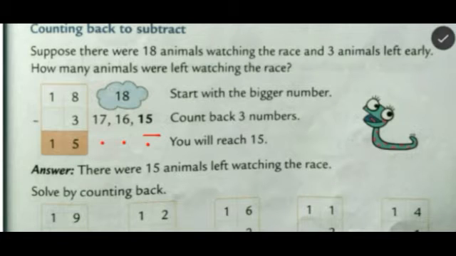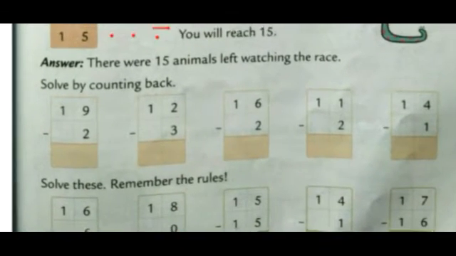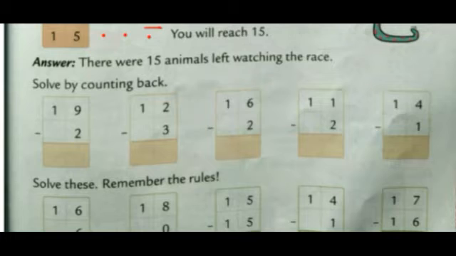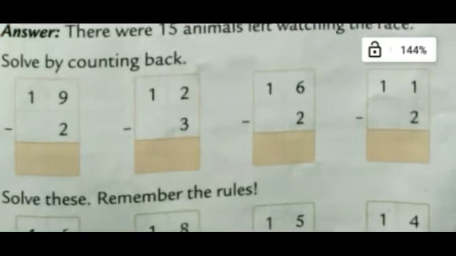Okay, so in the same way we have to solve these. Solve by counting back. See the first one, 19 minus 2. So we have to count back 2 numbers, 18, 17. We counted back 2 numbers, we got 17. 17 is the answer. We have to just count back from the bigger number.